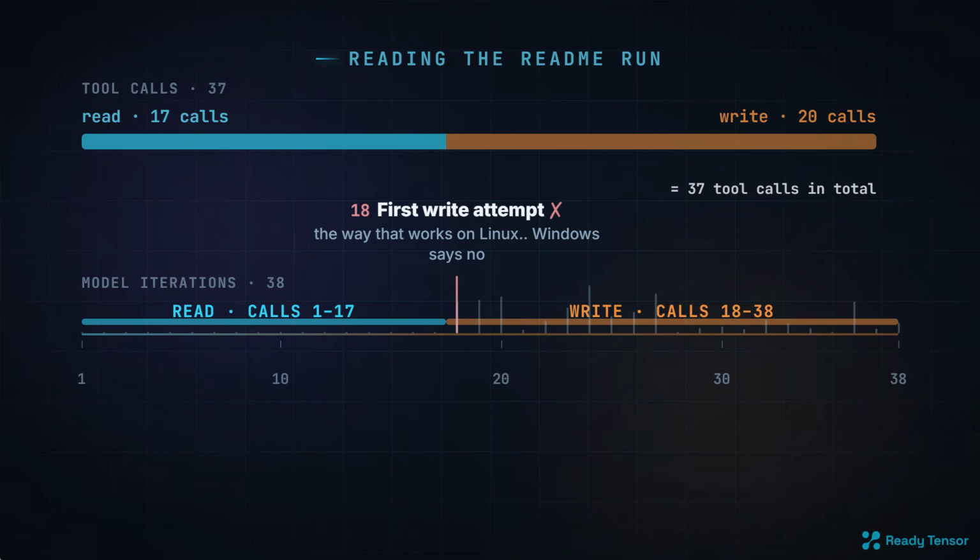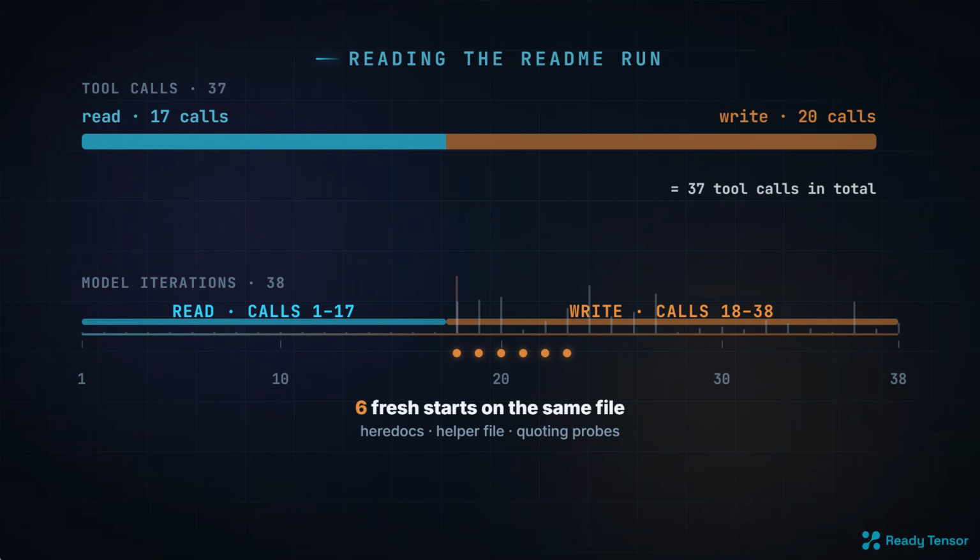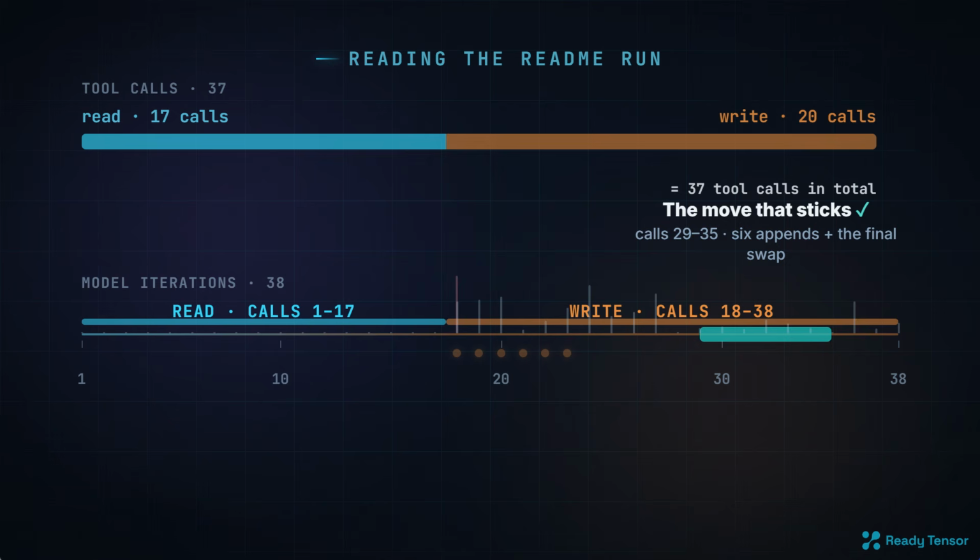It tries the way that works on Linux, and Windows says no. 6 fresh starts on the same file. Here docs, a helper script, little quoting experiments. Windows kept rejecting them until it found the approach that works. Small appends, one section at a time, with a placeholder standing in for the quotes swapped out at the end. So overall, after a bit of a struggle, our agent managed to finish the task.